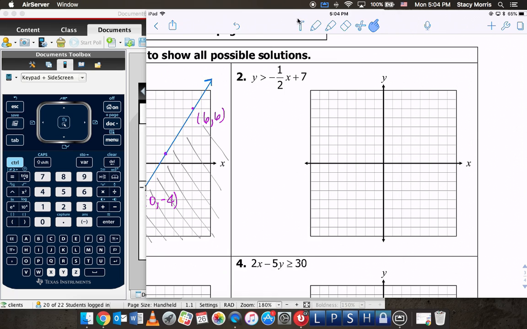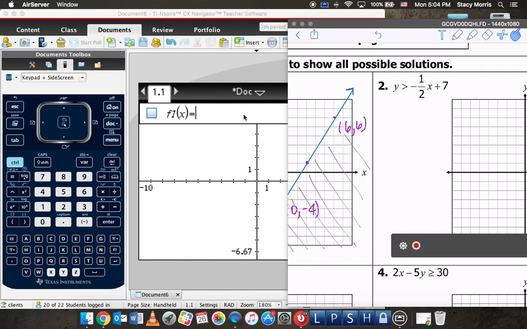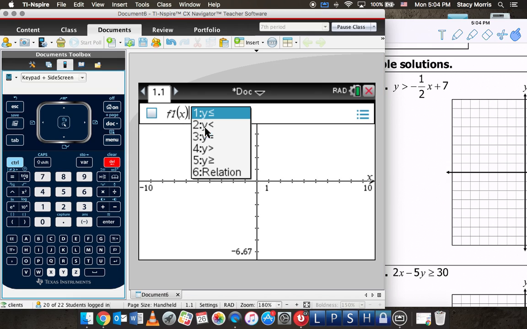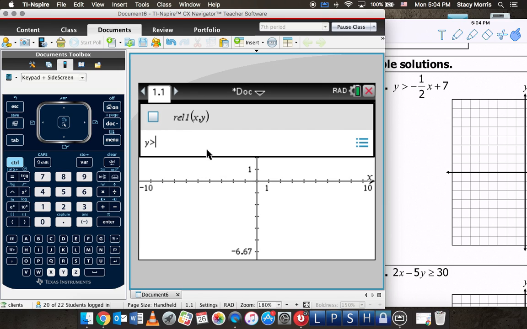All right, so this says y is greater than. This says f of x or y equals. We don't want that, so we're going to delete that equal sign. And then you should see, look, here are the other options. So you could choose number 6 relation and type it all in yourself, but they kind of help you out by making it a little bit faster here. So we're choosing this one, y is greater than.